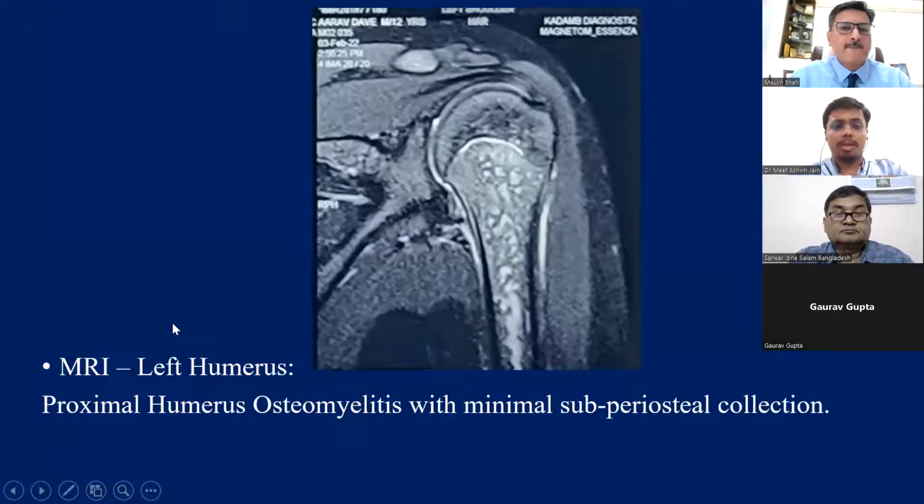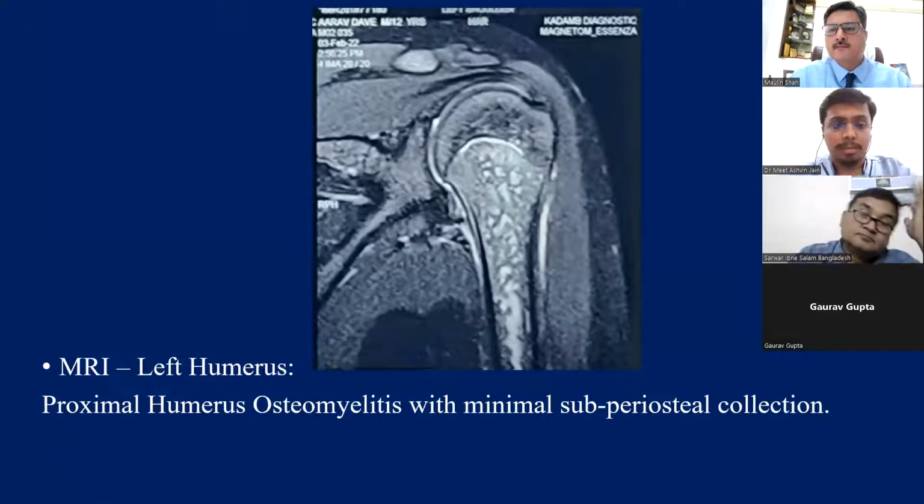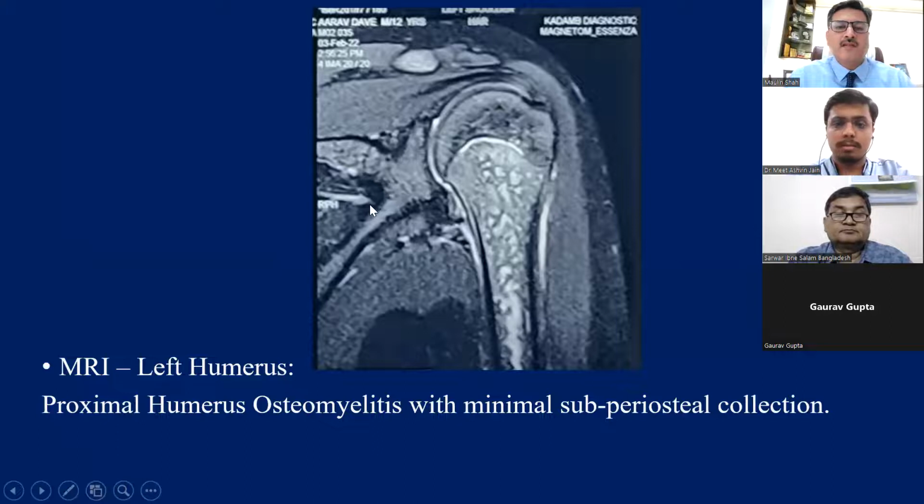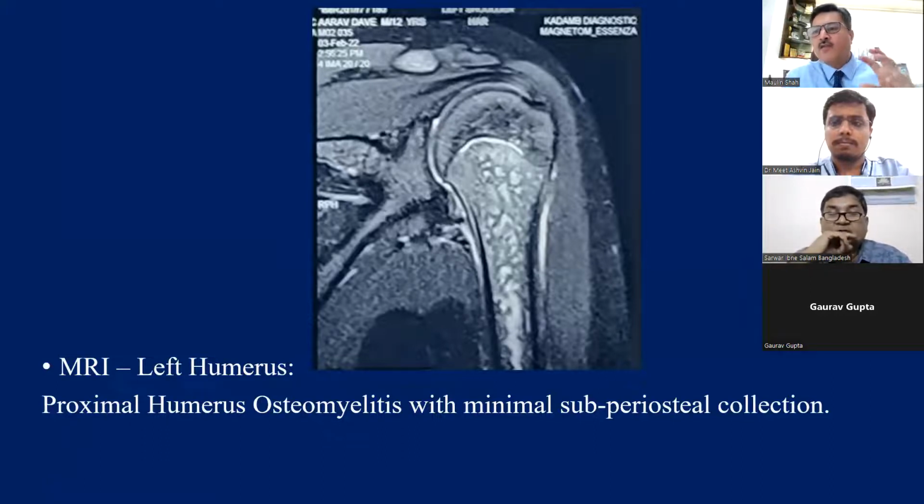So proceeding with our second patient, we performed an MRI of the left humerus, and there was a proximal humerus osteomyelitis with, as we can see, a minimal subperiosteal collection. Now the history was very interesting. The patient did not have much of the respiratory symptoms then, but when the radiologist did an MRI, he found on the adjacent lung side there was patchy infiltration.